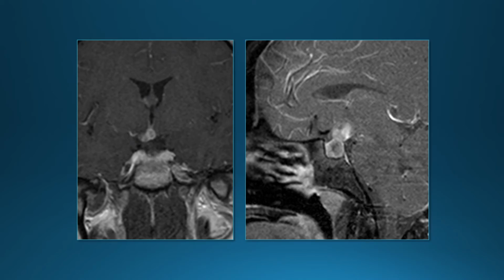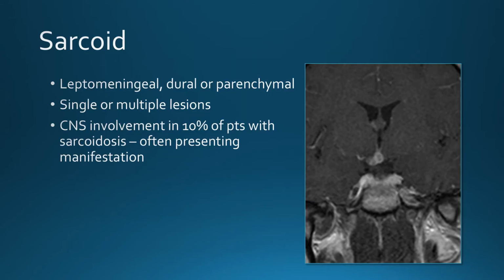This patient has some enhancement more in the suprasellar region, and maybe a little bit of enhancement even going along the ependyma of the third ventricle. Here it is on the sagittal post-contrast image. And this is a patient with sarcoid.